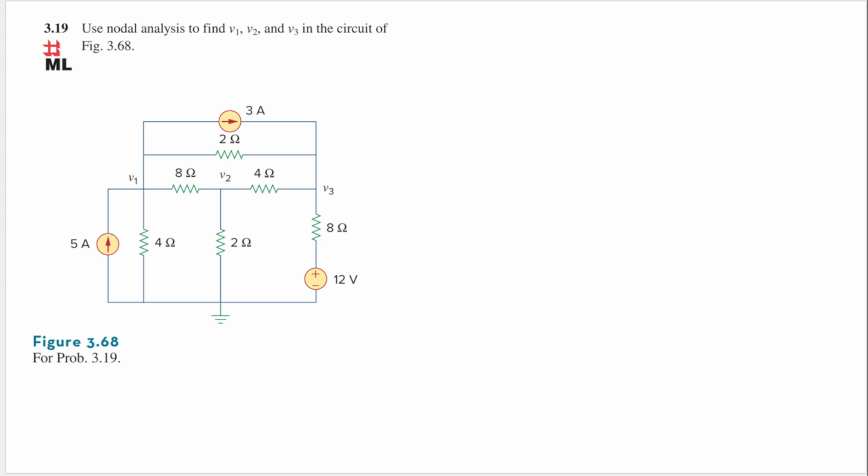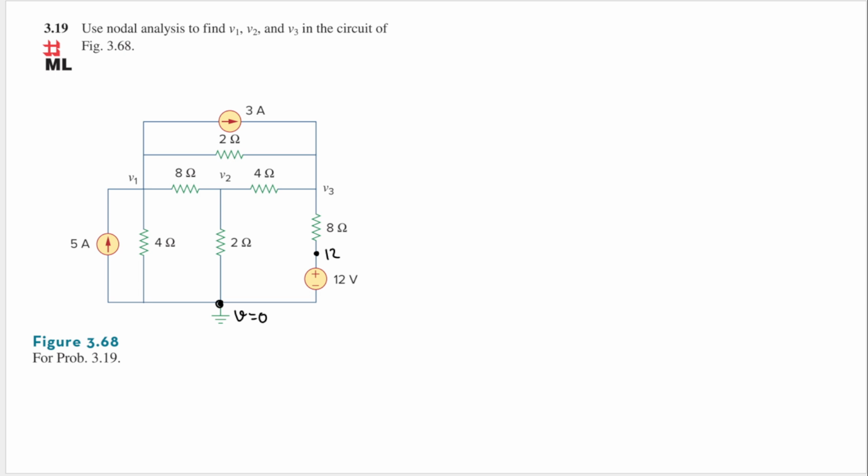So the question is: use nodal analysis to find V1, V2, and V3 in the circuit of this figure. Okay, we are given that this is our ground, so the voltage here will be 0. And this node here is 12 volt from the ground, so I will have 12 volt here.